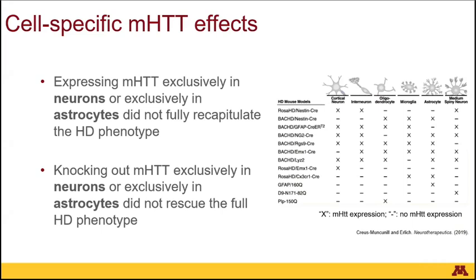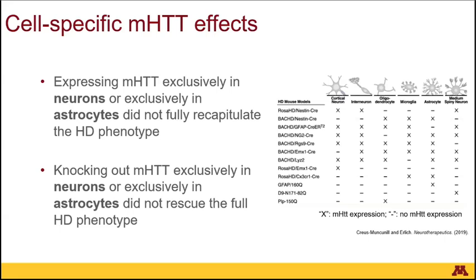First, mHTT exclusively expressed in MSNs only partially recapitulates the HD phenotype. And notably, it does not produce motor deficits. However, pan-neuronal expression of mHTT does produce motor deficits. So it's hypothesized that an interaction between cortical and striatal neurons is important for disease pathogenesis.